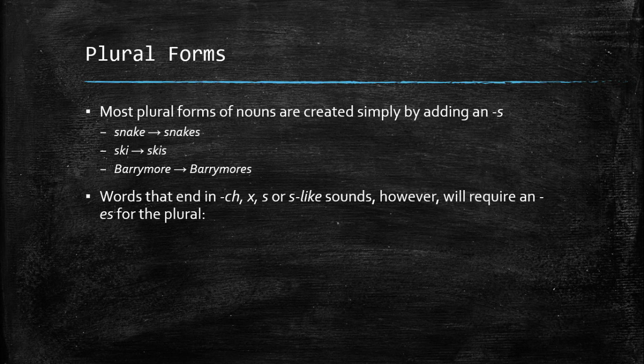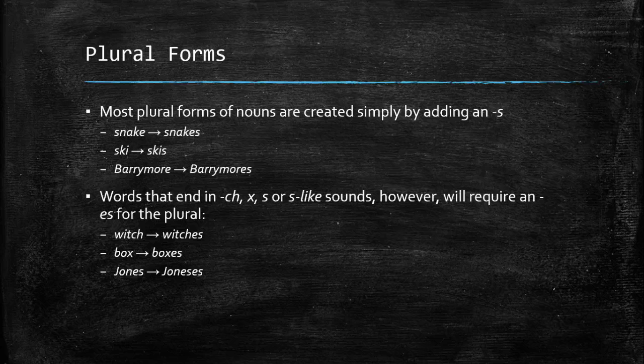Words that end in CH, X, S, or S-like sounds, however, will require an ES for the plural. So we have witch, which becomes witches with the ES, box becomes boxes, Jones becomes Joneses. I know that looks a little funny, but that's actually the correct plural form of the family name Jones. So if you went to visit the Joneses, you'd have to spell it like that, or else it'd be misspelled.